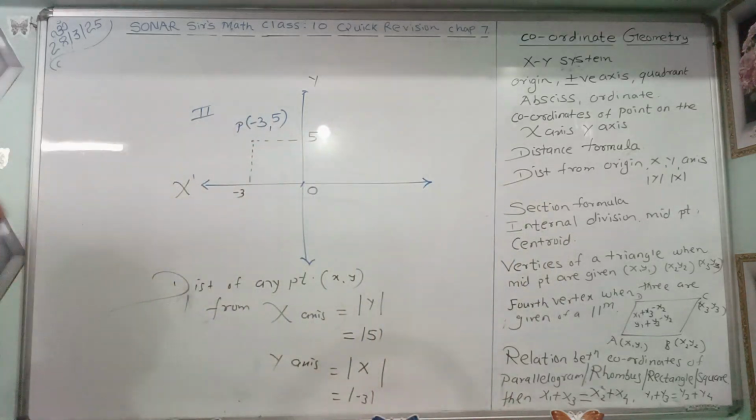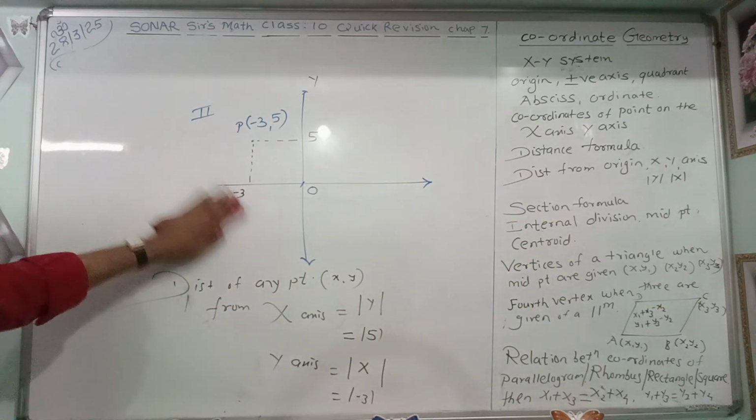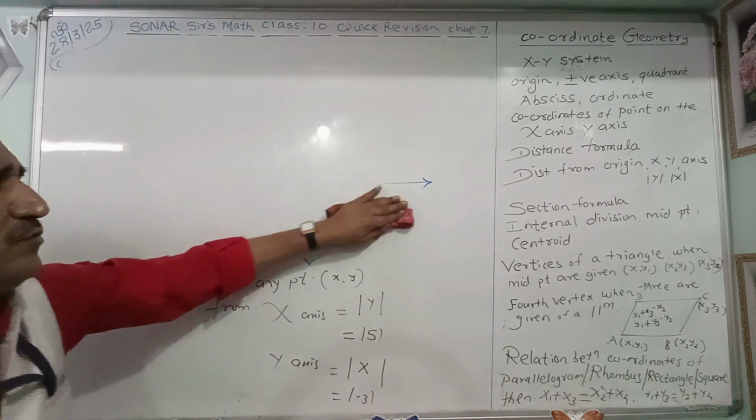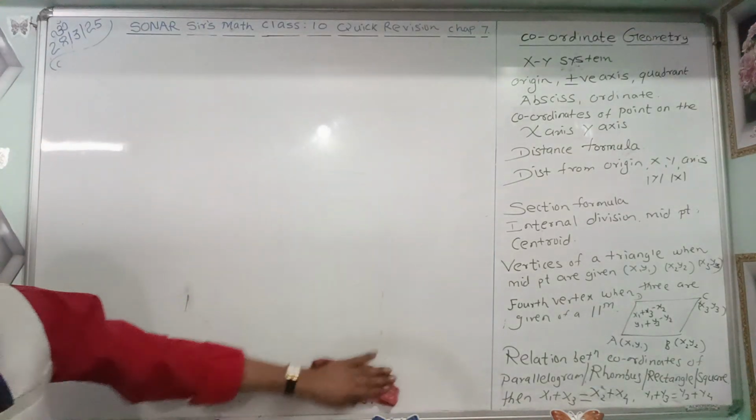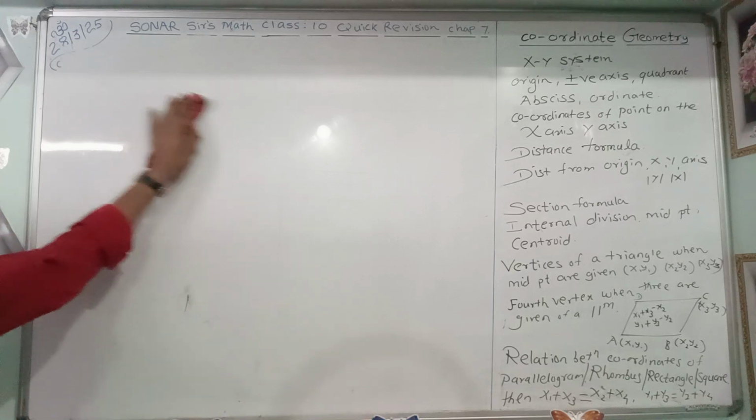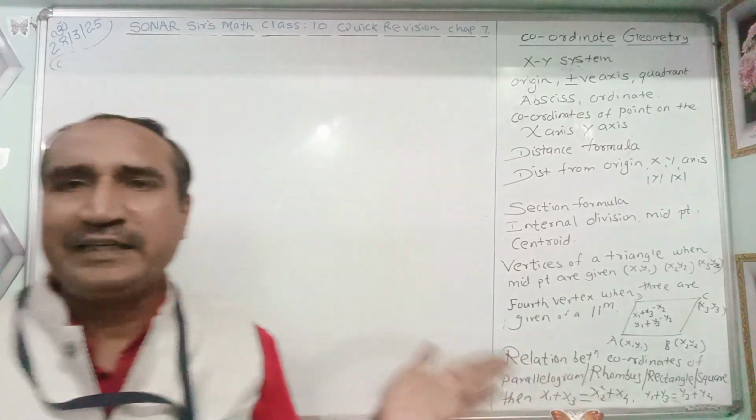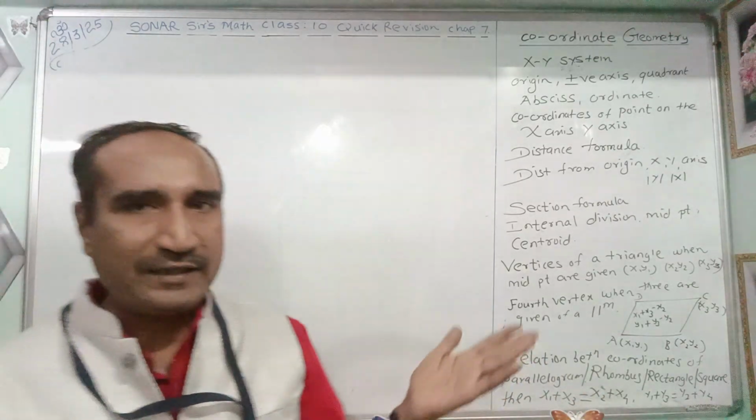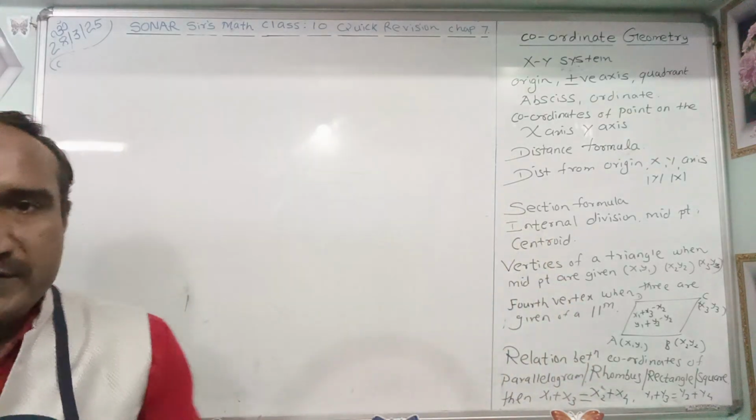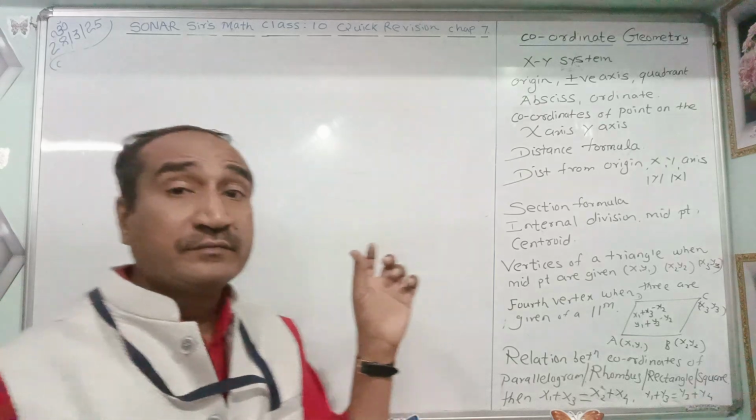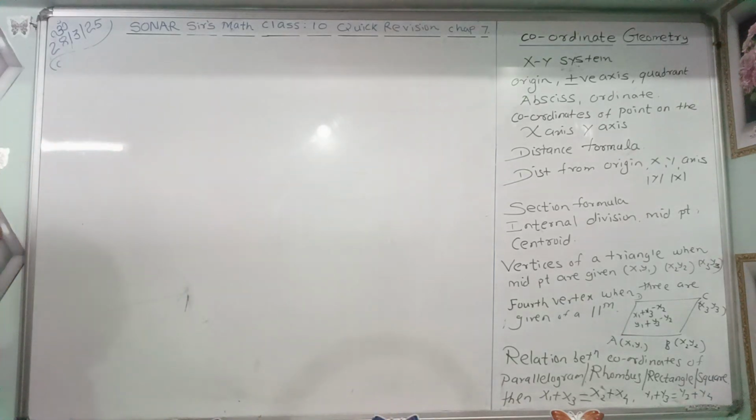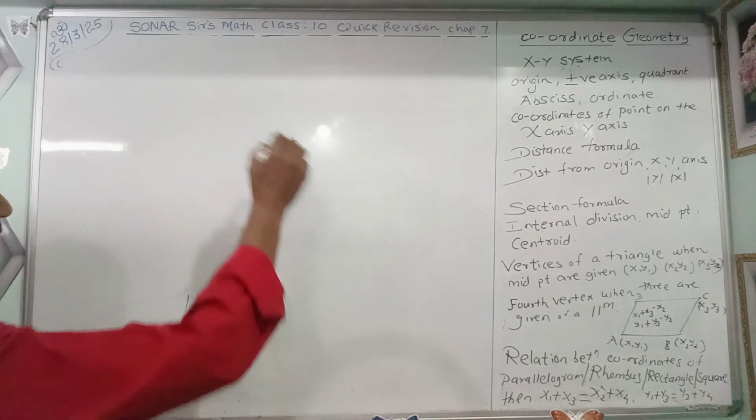Now let's discuss the section formulas. Now what is the section formula? The section formula is the division of any particular segment at a point, either internally or externally. In 10th standard there is only internal division. Later on in 11th we'll discuss the external division. Now what is the internal division?